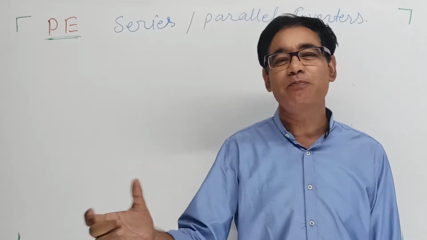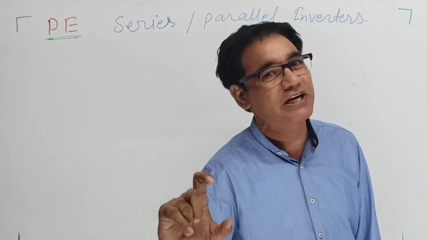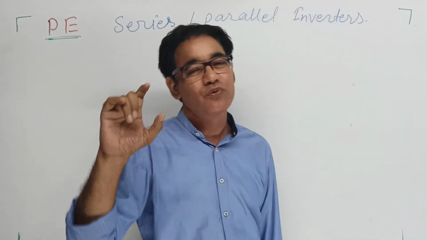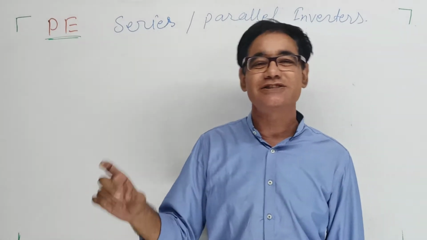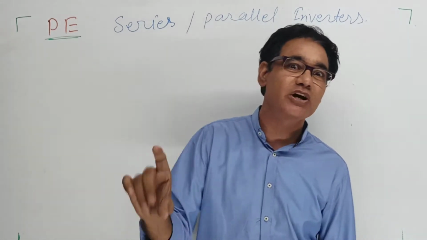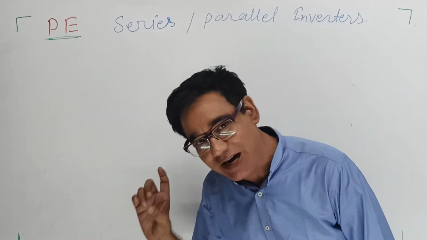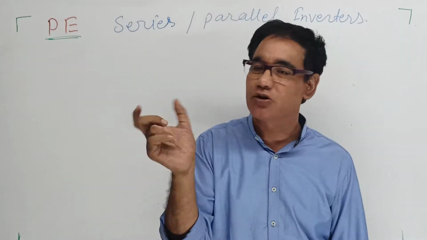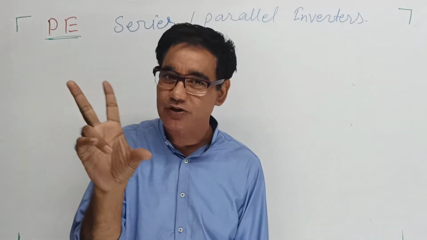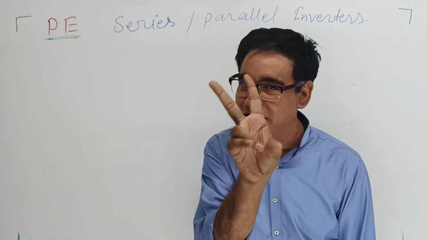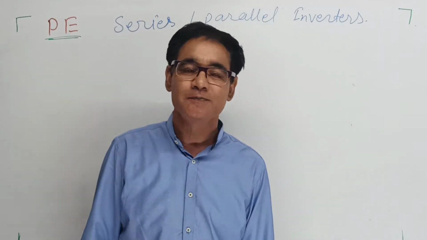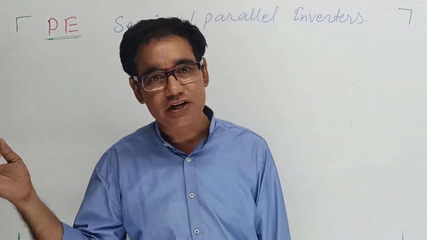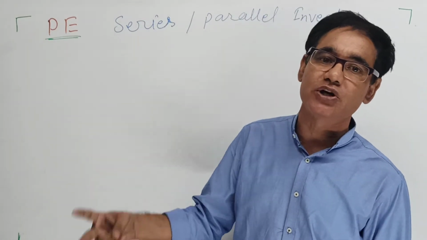It depends upon the type of commutating circuit or commutating element which is connected in series with the load. That is known as a series inverter. If the commutating element is connected in parallel with the load, so that the load and commutating element both carry two components of the current, parallel to each other, then that kind of inverter is known as a parallel inverter.